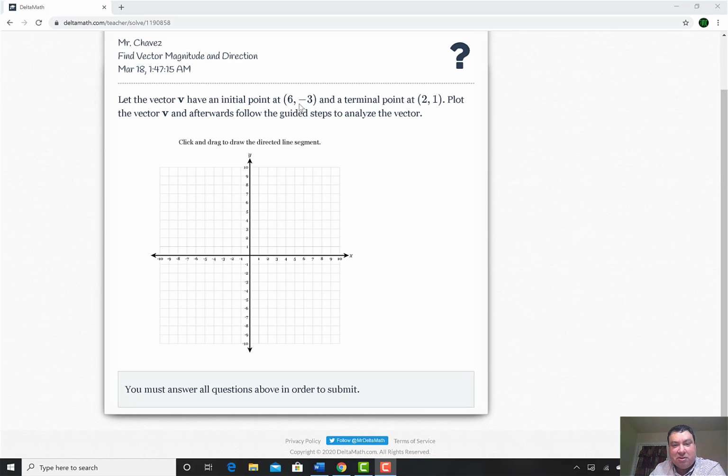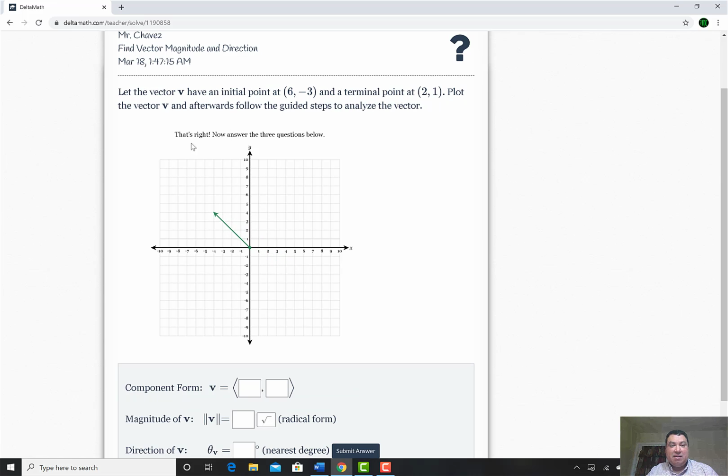Okay. So first start by plotting in this point. It's 6, -3. So here's my point, 6, -3. And I'm going to go towards 2, 1. So there is 2, 1. There's my vector, guys. And that says move the vector so that its tail is at the origin. So I'm going to move this. Bam. And then it says that's right.